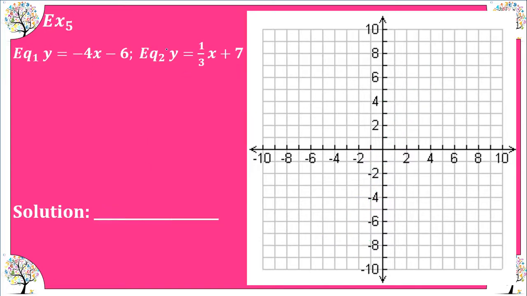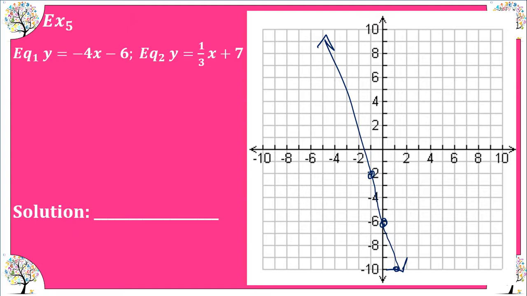Both of these are in slope-intercept form. Fantastic. Let's start at (0, negative 6), and go down 4, 1, 2, 3, 4, and right 1. I'm going to plot another point on the left, 1, 2, 3, 4, and 1. So here we go.